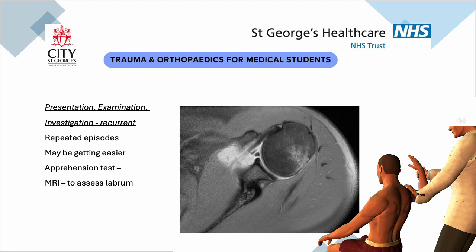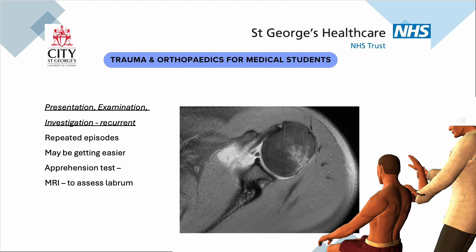And there is this apprehension test where you put the arm into abduction, external rotation, crank the hand back and lever on the humeral head. The patient will tell you that it feels like it's going to come out, and this is very, very sensitive.